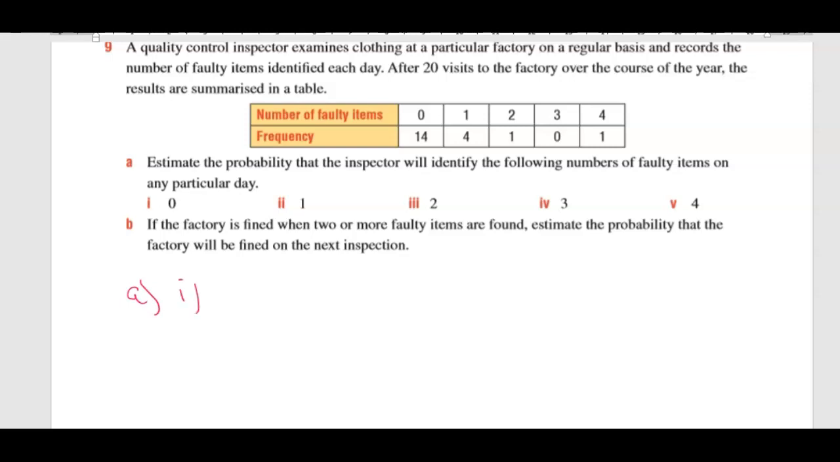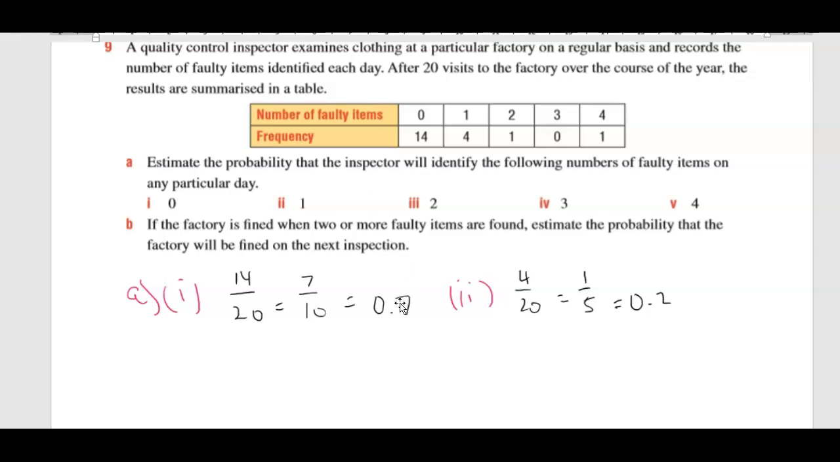So A, part 1. For 0, it's 14 out of 20. Now, always simplify your fraction. So that simplifies to 7/10, or as a decimal, it's 0.7. If it was the probability of 1 day, it's going to be 4 over 20, and that simplifies to 1/5, which is 0.2. Okay, and I'll let you do the others.